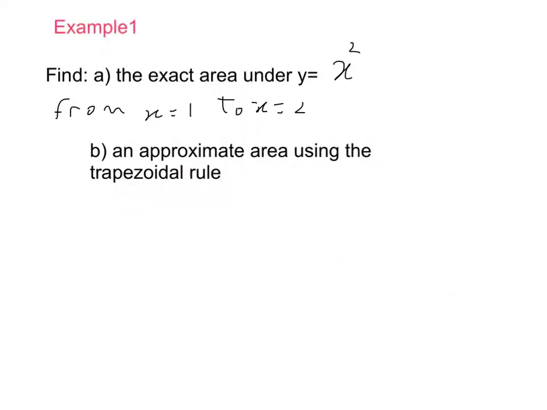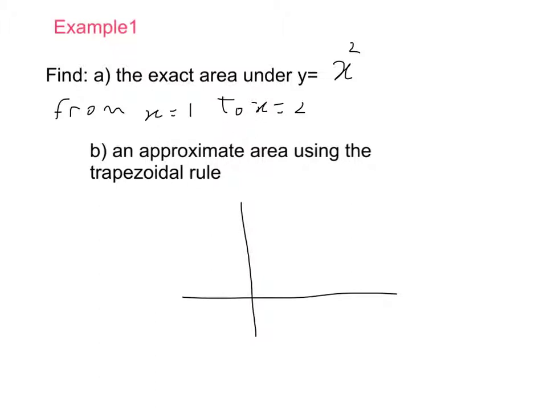Let's have a look at this example. We're supposed to find the exact area under the curve y equals x squared, which is a parabola, between 1 and 2. The next part is finding an approximate area using the trapezoidal rule. We just have to see the difference in the approximation and the error of finding it using the two ways. Having a look at how this would look if we sketch it roughly.